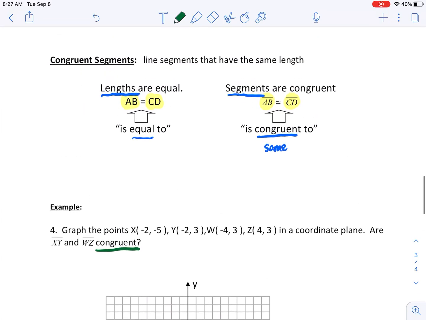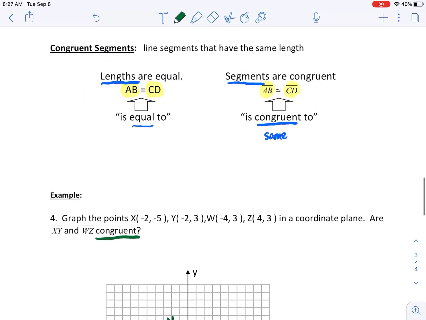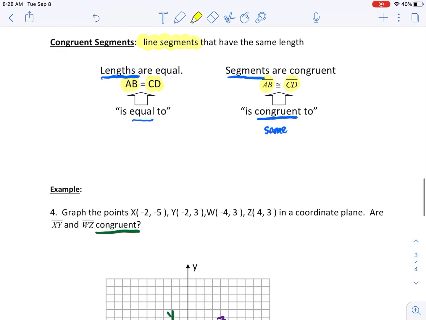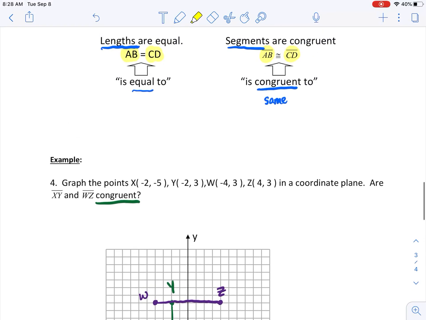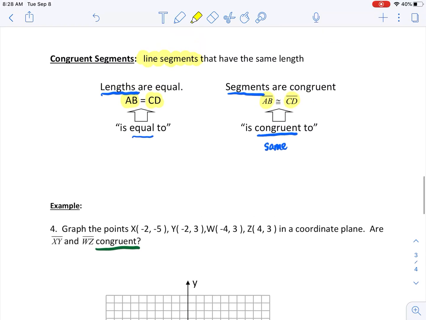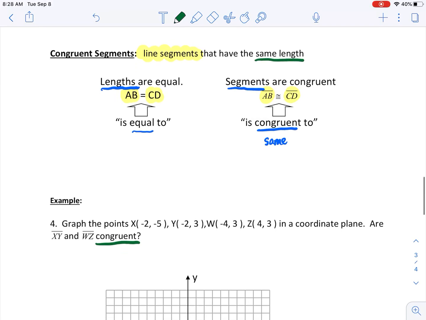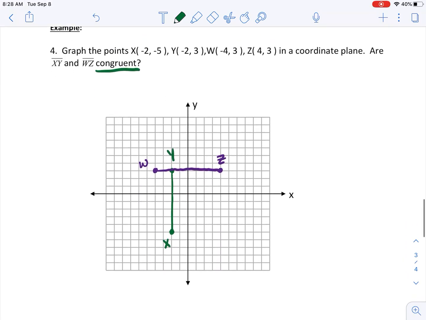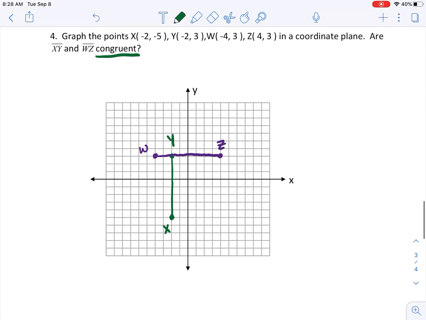All right, so what we want to do to see if they're congruent, and you'll see up here, congruent segments, what the definition of congruence is. They are line segments, and just to check, we have two segments here. Now, what makes them congruent? They have the same length. All right, so now we know what to do. We are going to go and check the length of these segments.